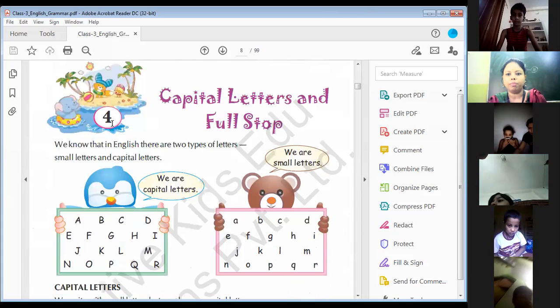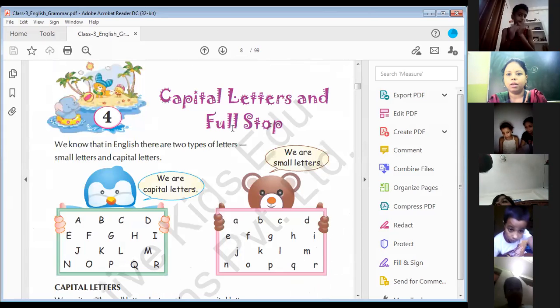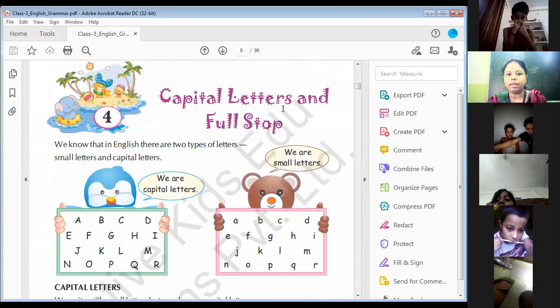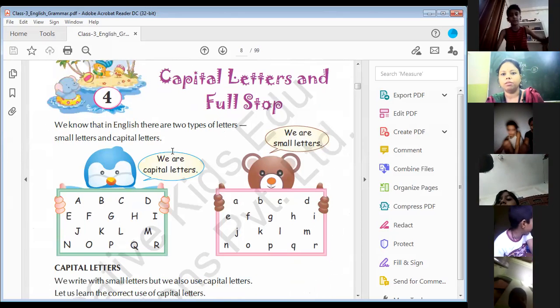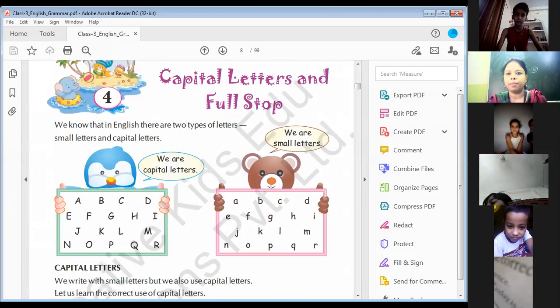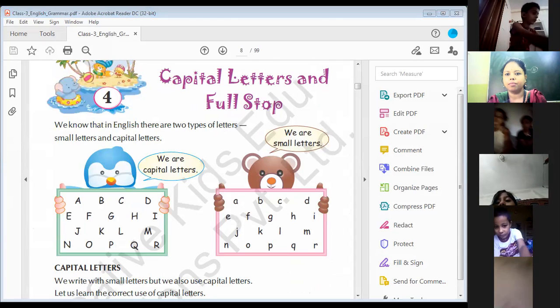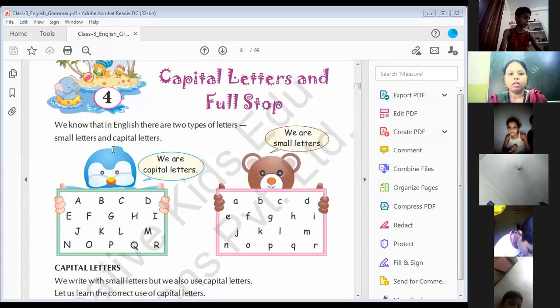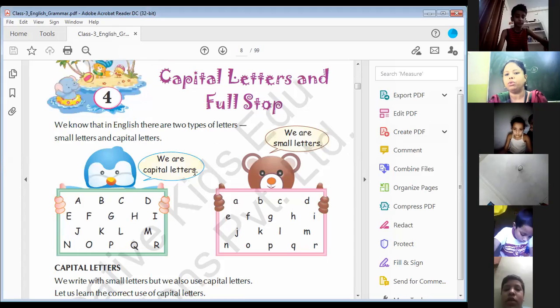Capital letters and full stop, chapter 4, page number 12. Open it. So students, chapter 4, capital letters and full stop. Here you can see we will study about capital letters and full stop, where we have to use capital letters and where we have to use full stop.